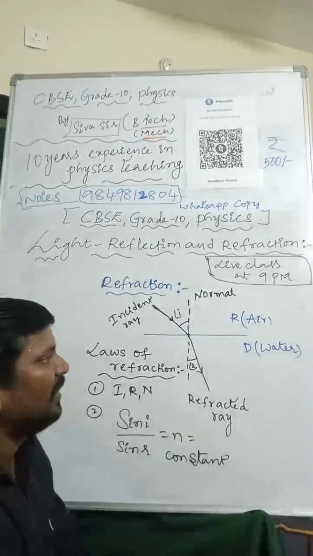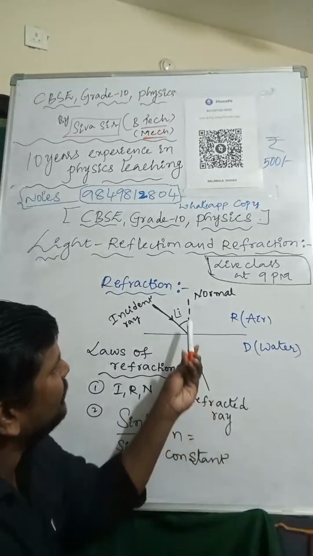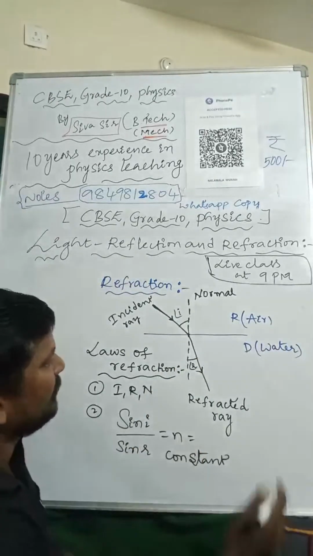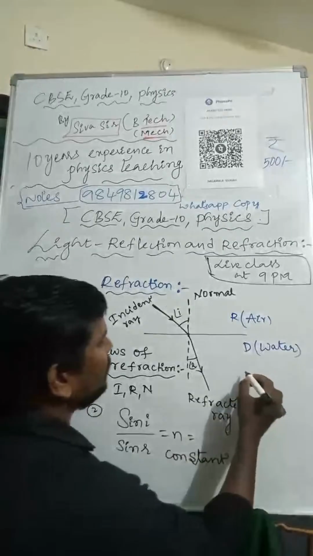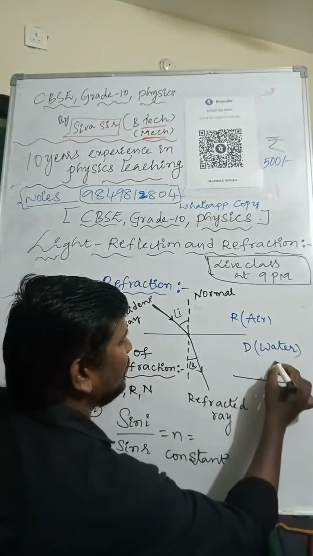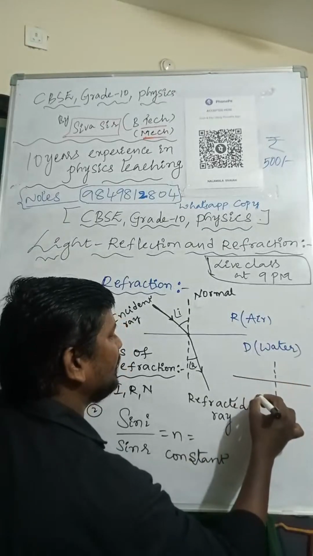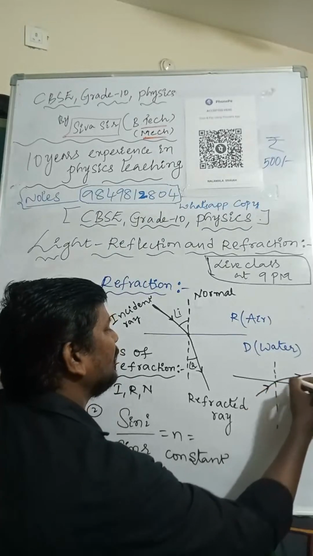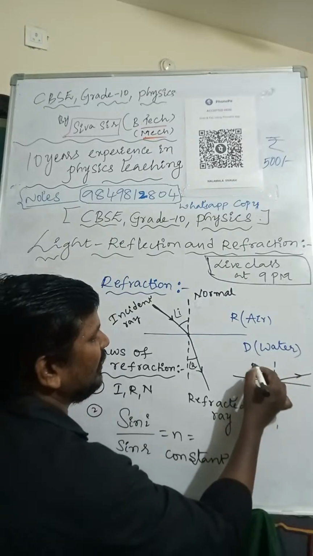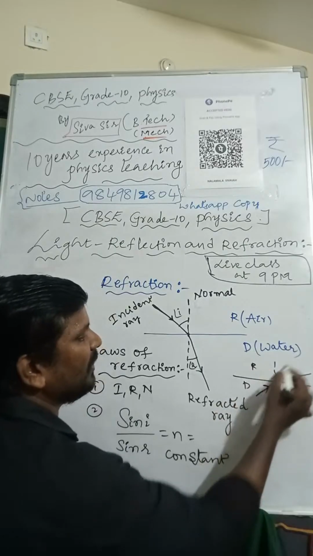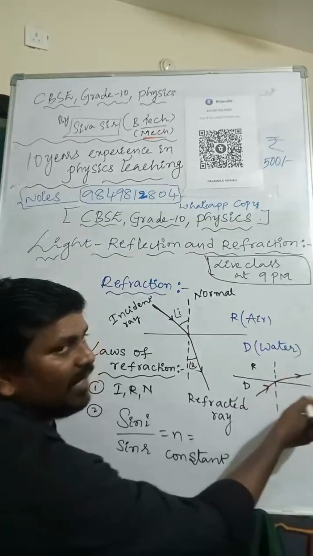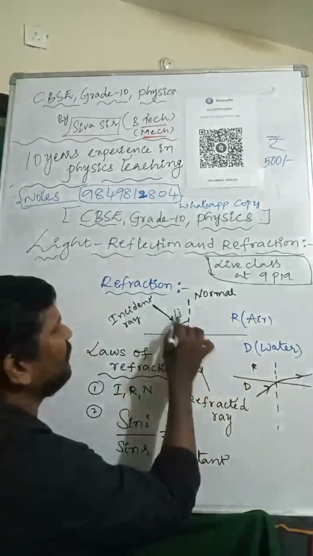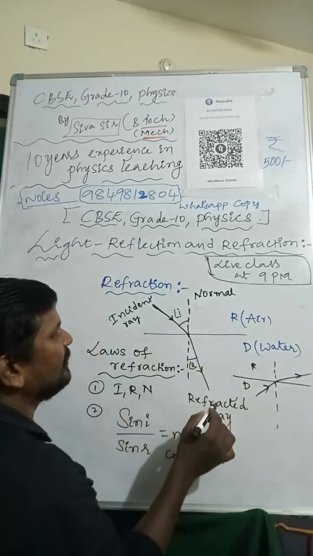Refraction. One more point: if the light ray is moving from rarer to denser, it bends towards the normal line. I am taking it like this; this is the normal line, and the light ray bends like this. This is the rarer and the denser medium. If it is moving from denser to rarer, it moves away from the normal line. If the light ray is moving from rarer to denser, it moves towards the normal line.